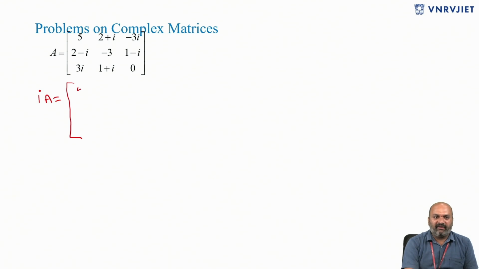That is 5 into i. Okay. 2 plus i, if you multiply it with i, what do we get? It is 2i plus i square, and i square means minus 1. Next, minus 3i, multiplying it with i means i into i is i square. i square is minus 1. Minus into minus is plus, so it is plus 3. Next, 2 minus i: it is 2i minus i into i is i square, and i square is minus 1, so minus into minus is plus 1.